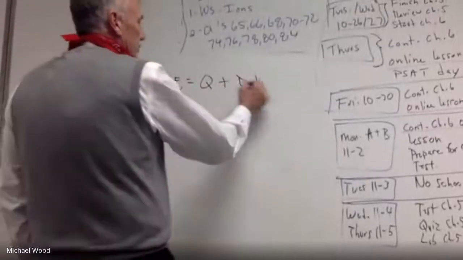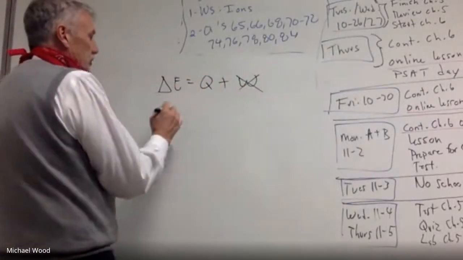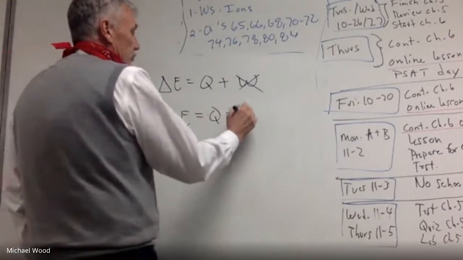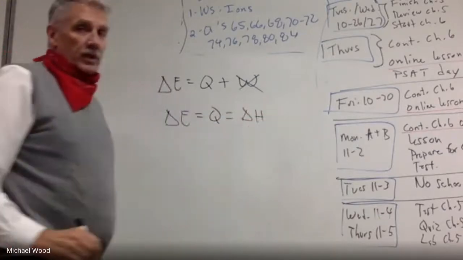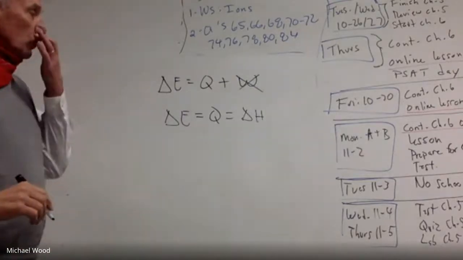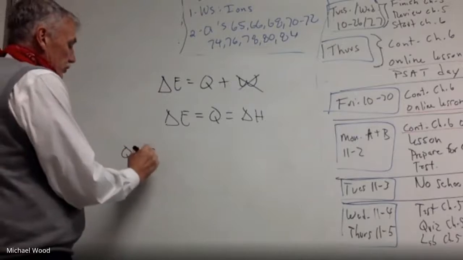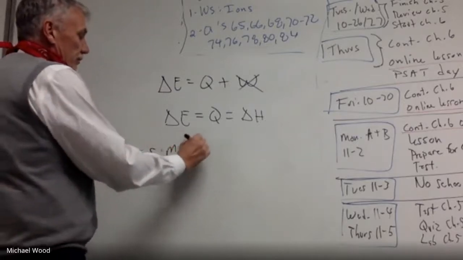So what that really means is we can just take out W. These calorimeters are not going to measure W. So delta E is equal to Q, which is really equal to delta H. So to find Q, we're going to do SMAT, do a problem like that.